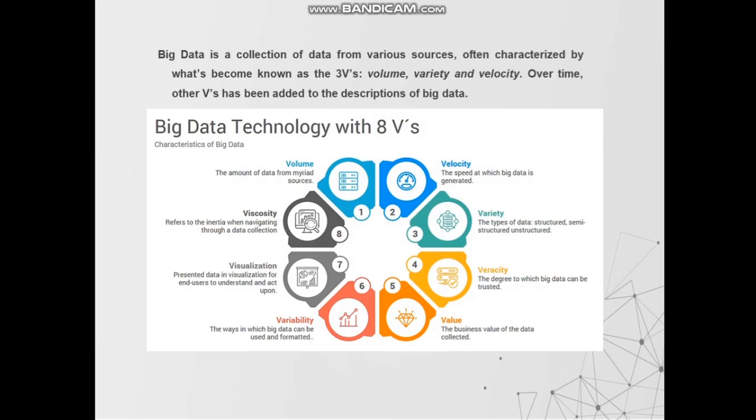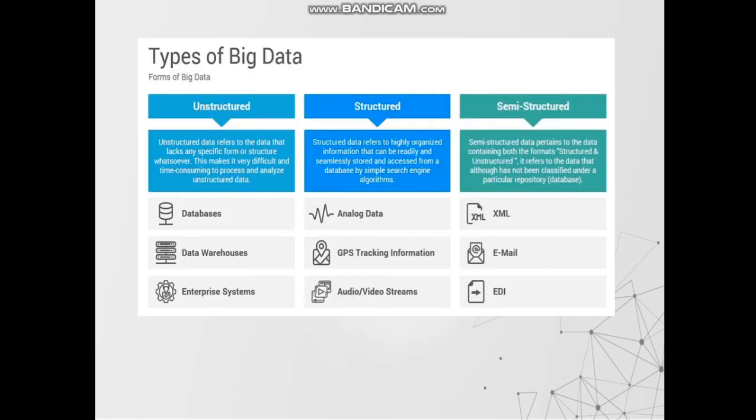Variability, the ways in which big data can be used and formatted. Visualization, presenting data in visual form for end users to understand and act upon. And viscosity refers to the inertia when navigating through a data collection. So let's proceed to types of big data.